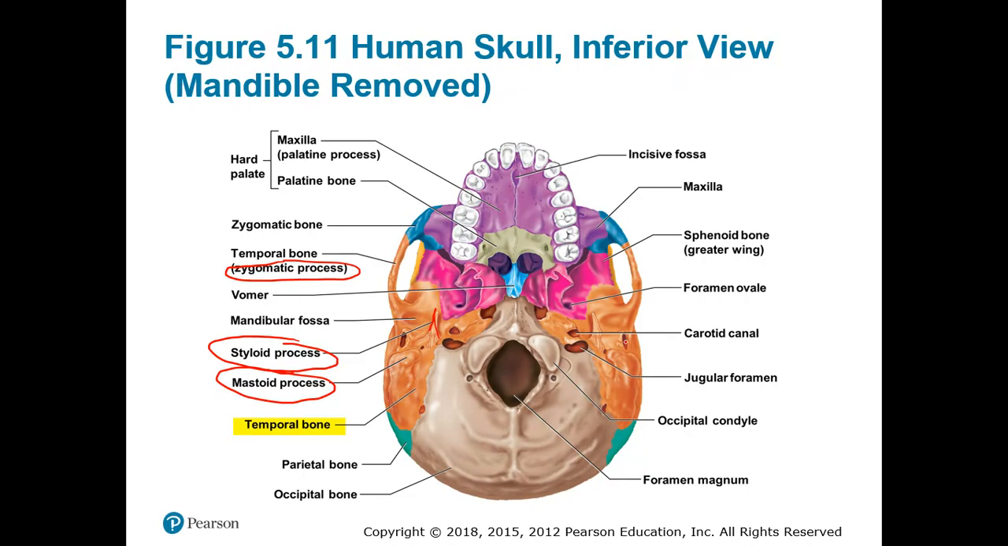Again, here are some other markings that I don't expect you to know. I already pointed out the jugular, but the carotid canal is also located in your temporal bone, and this is where your carotid artery takes blood to your brain.